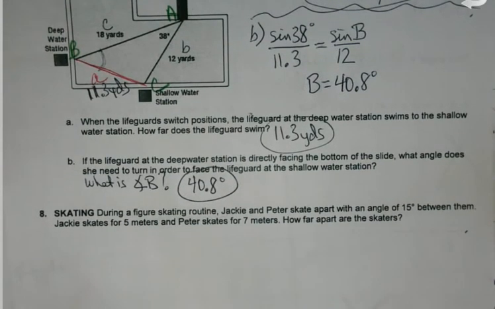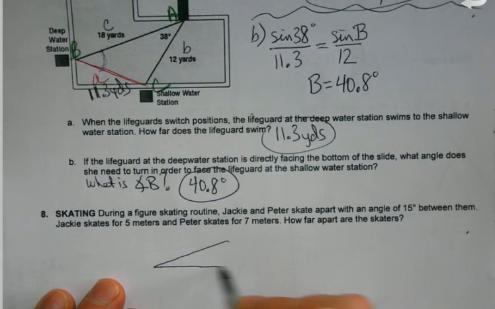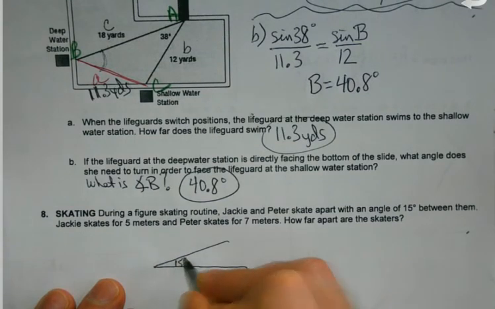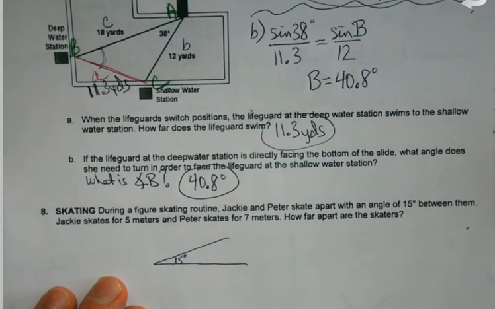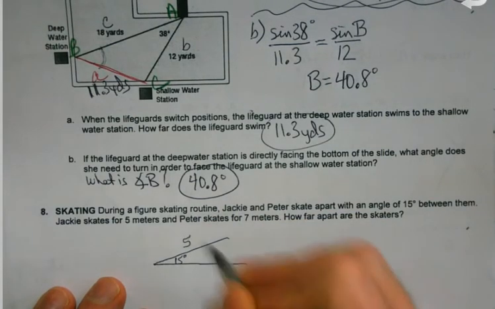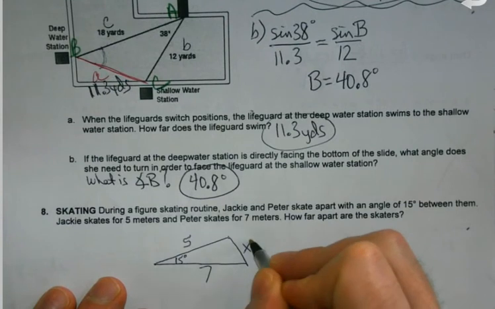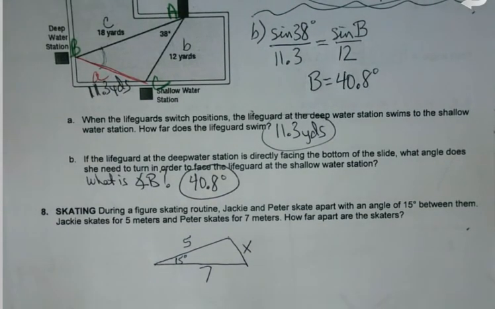All right, skating. We have a figure skating routine. Jackie and Peter skate apart with an angle of 15 degrees between them. Now that's pretty skinny, so let's see. Okay, 15 degrees. Jackie skates for 5 meters. Peter skates for 7. How far apart are they?